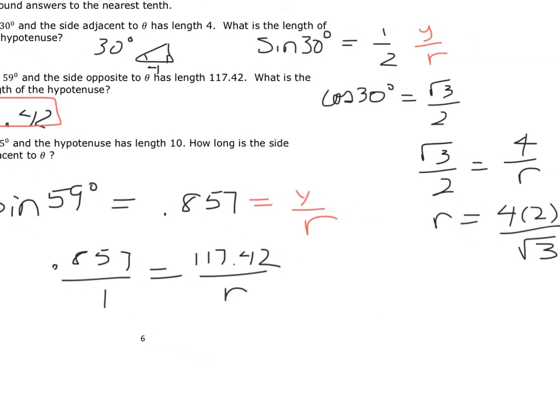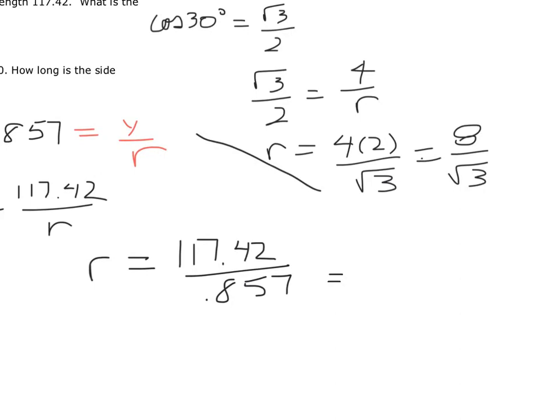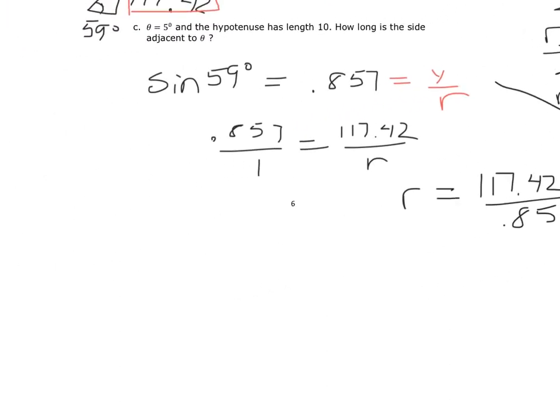So I multiply both sides by r and divide by 0.857. R is equal to 117.42 divided by 0.857. What is my r value? What is it? 137.0. Do you all agree 137-ish in your calculators? So you all get 137-ish? Okay, so that's how you do those.